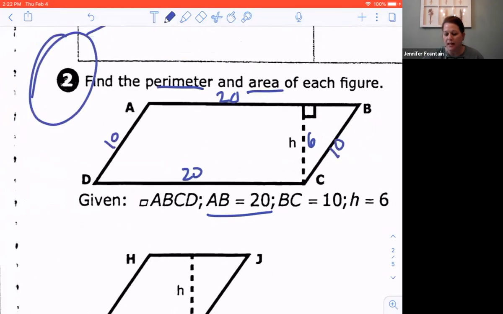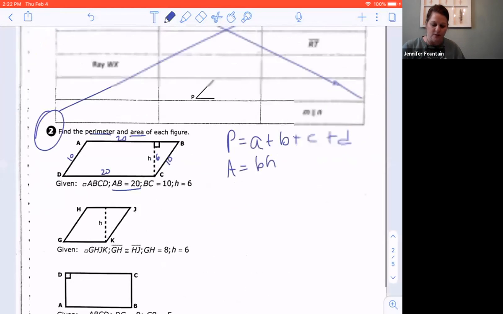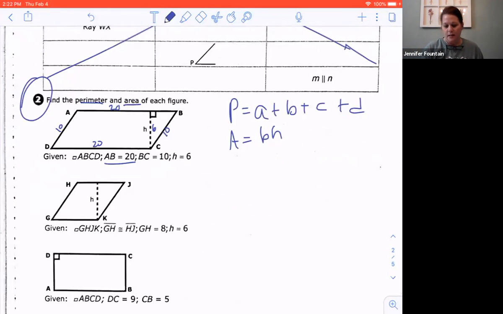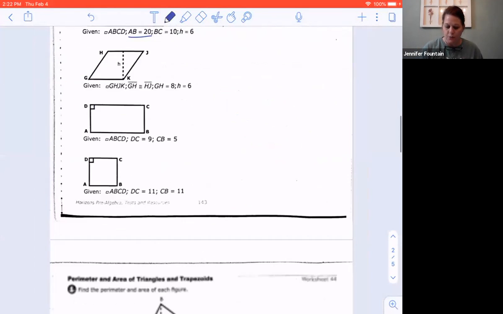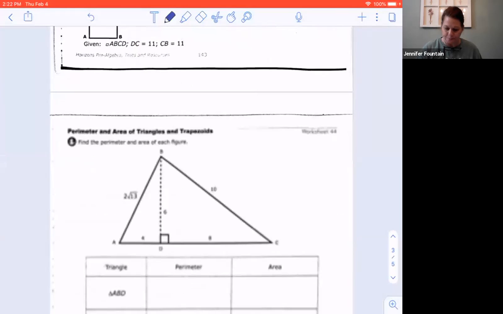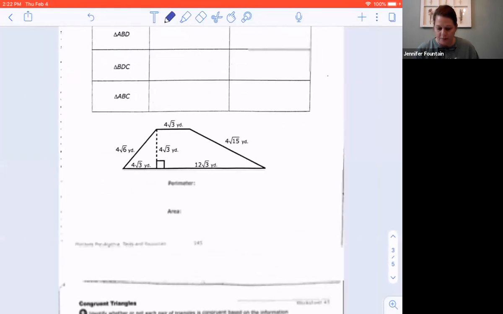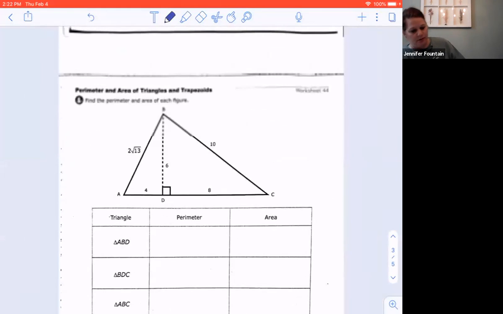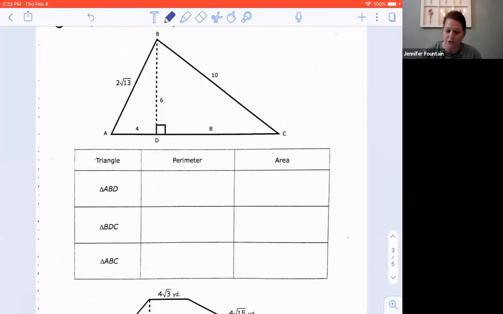Okay, so I want you to label up your diagrams based on the numbers that they've given you, and then you're going to find the perimeter and the area of each of these figures. So that's activities 2 on page 143. Then on page 145, you're going to have activities 1 dealing with our different triangles.